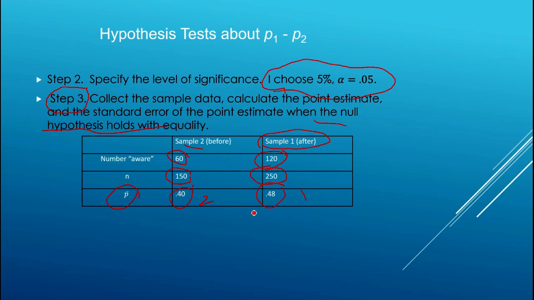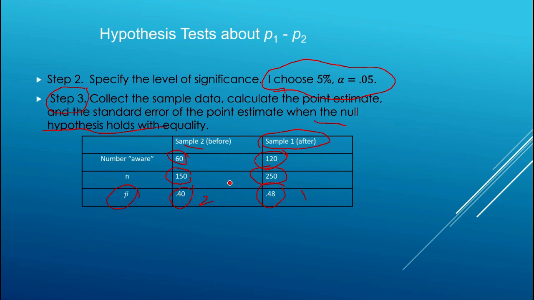So awareness went up by 8%. But that could be just because of sampling, right, and the variation that you expect with sampling, or it could be because the ad campaign was genuinely effective, and that's what we want to establish with our hypothesis test.